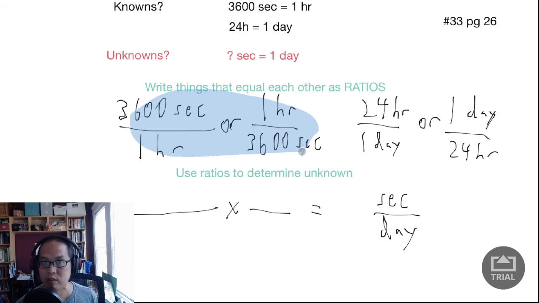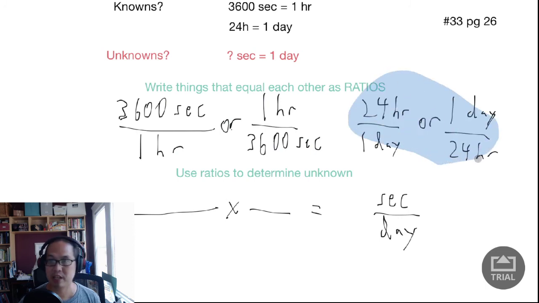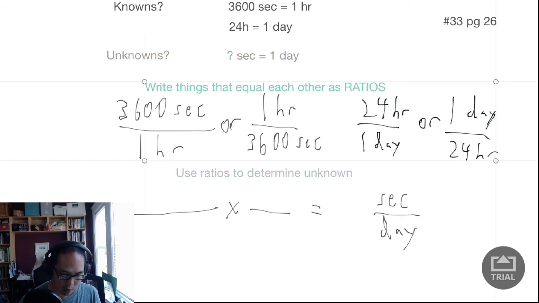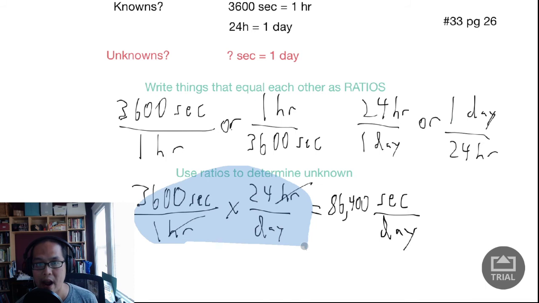That's right. We want the 3,600 seconds per hour because the seconds is on the top there. In the same way, for our hours per day here, which one gets our day on the bottom? 24 hours per day or 1 day per 24 hours? 24 hours per day gets us with that on the bottom. So all that being said, when we fill in these ratios, we do 3,600 seconds per hour times 24 hours per day.